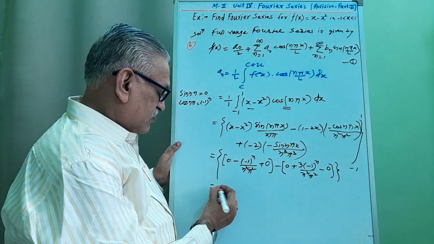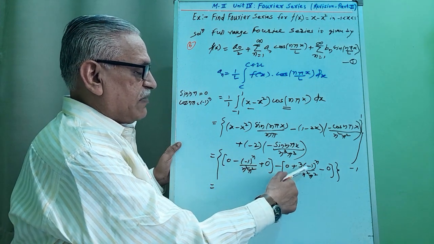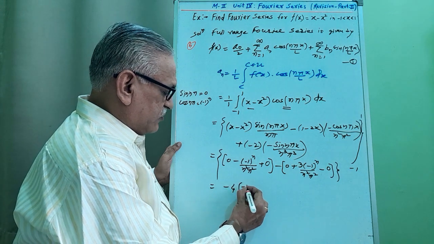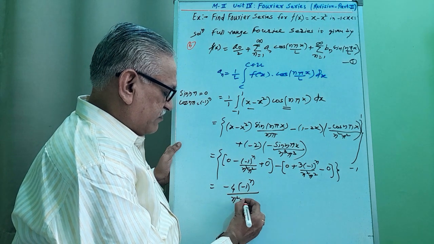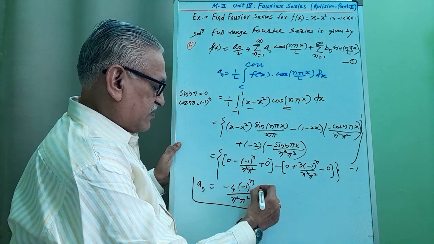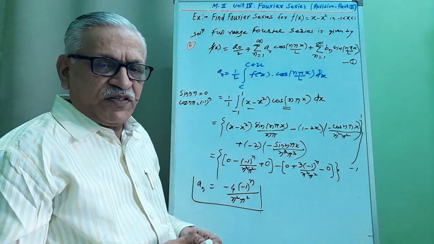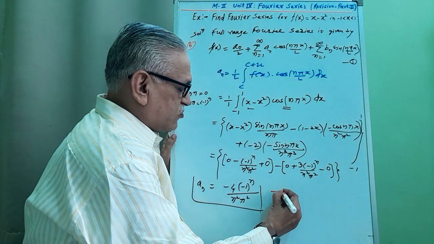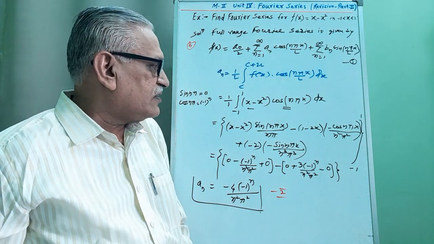And therefore minus 1 times, and this is minus 3 times. Addition is minus 4 times minus 1 raised to n divided by n square pi square. That is the value of an. If we perform this correctly, if all steps are correct, then you will get 2 marks for finding an.